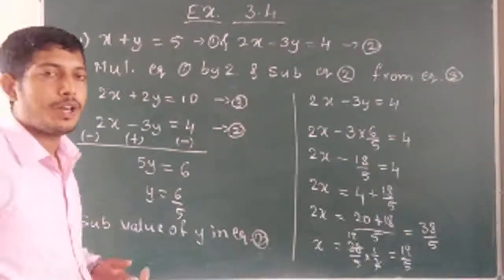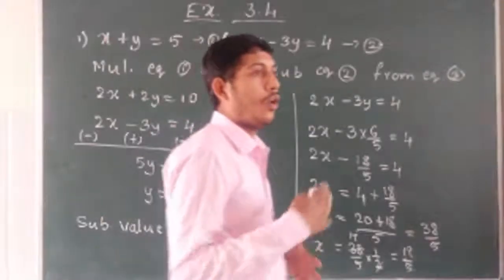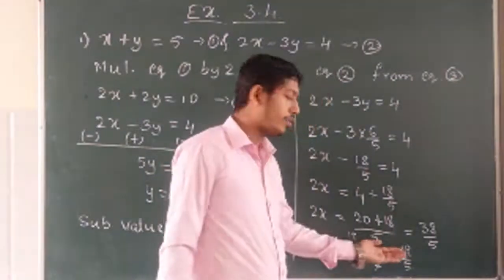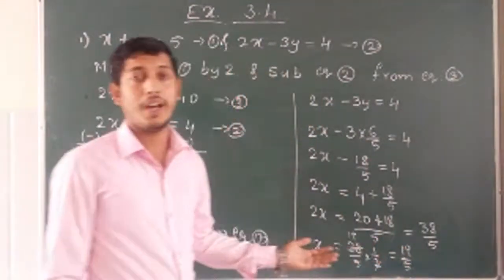Then we have to substitute value of y in either equation 1 or equation 2 or equation 3. Then we will get the same answer, that is x equals to 19 divided by 5. That is the value of x.